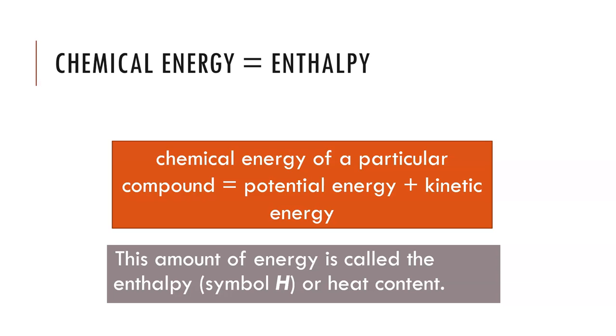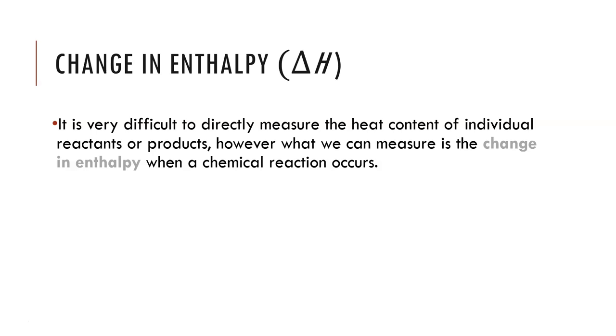So the chemical energy of a particular compound is its potential energy plus its kinetic energy, and this is known as the heat content or heat of reaction, which is given the symbol capital H. So capital H is equal to enthalpy. When we talk about enthalpy, it is impossible for us to stick a probe into a molecule and directly measure the exact amount of enthalpy or energy that it contains. So we can't do this for reactants or products, but we can measure the change in enthalpy when a reaction occurs by measuring the change in temperature.